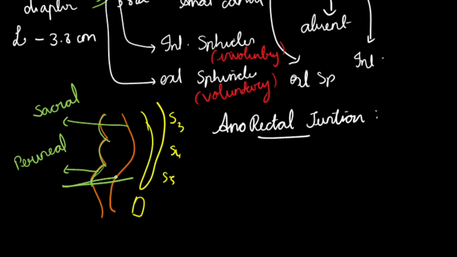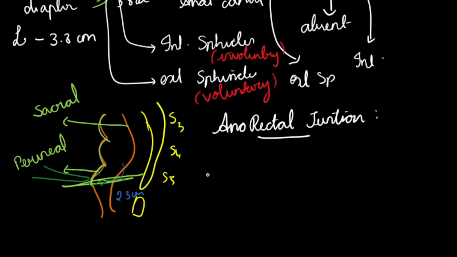This is the exact location where our anorectal junction is located, and it is 2.3 centimeter in front of and slightly behind the coccyx. And here the ampulla, the dilated part of the rectum, pierces the pelvic diaphragm. In the last image we had seen the pelvic diaphragm is situated here, and this ampulla of the rectum pierces the pelvic diaphragm and forms the anal canal. So this is the exact anorectal junction.